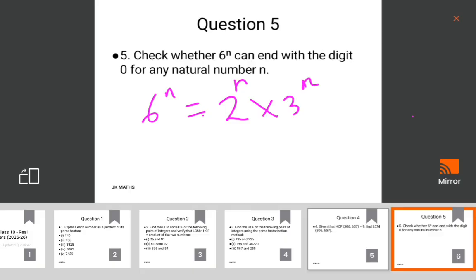Now take the prime factorization of 45. Sorry, 40. The prime factorization of 40 gives you 2 cube into 5. Since it contains a 5, it can end with 0. So it can be divided by 5, and the last digit will be 0. That's the answer. You can write it in a simple sentence as you want. Let's go to the sixth sum.